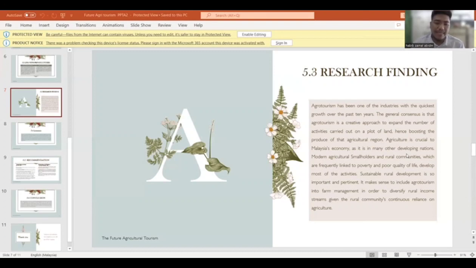Therefore, there is a lot of potential for agrotourism in Malaysia to be one of the efforts to reduce poverty when the relevant parties implement sensible strategies and regulations. The study will aid in understanding the current state of agrotourism, and it is intended that it will serve as a fundamental framework for future planning of farm-based tourism.